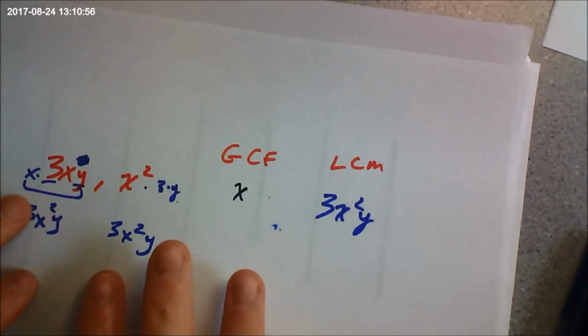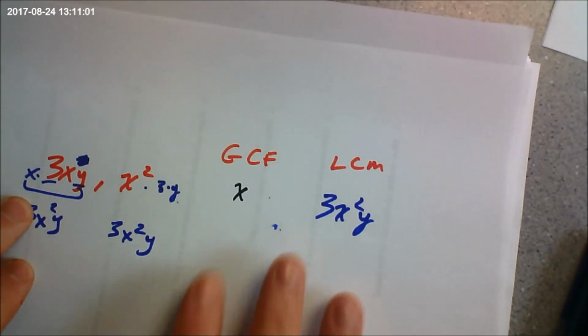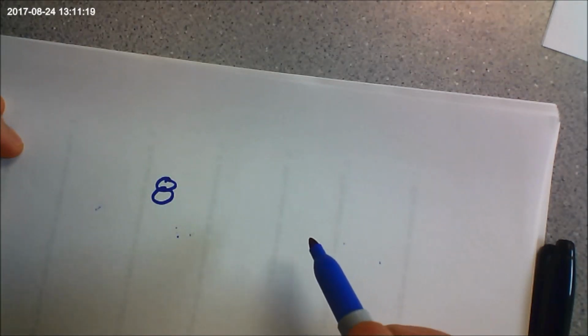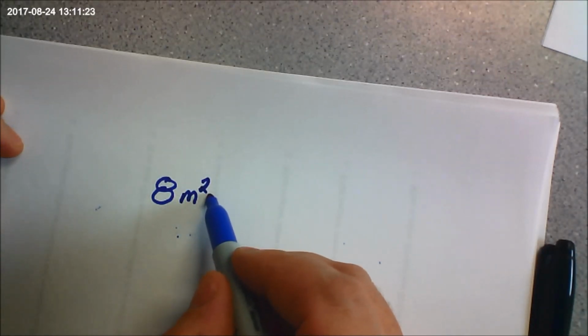Should we try one of these that you guys can get, just to make sure we got it? Okay, you ready, Luis? Okay, Luis, here we go. Let's do 8, and then let's do m squared n. That's one number. And the other number, 12.